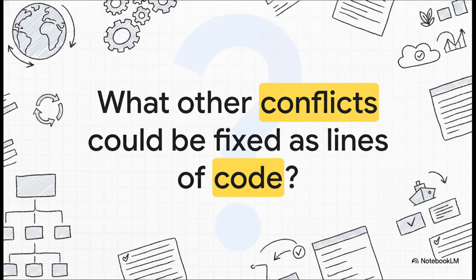So as we wrap up this explainer, I really want to leave you with this thought. If we can conceptually map a complex naval crisis using Python, what other seemingly unsolvable human conflicts could be fixed by treating them as lines of code? Could we use these state machines for climate change treaties, huge global trade agreements? The potential to transform our most chaotic arguments into structured, solvable systems is just absolutely massive.